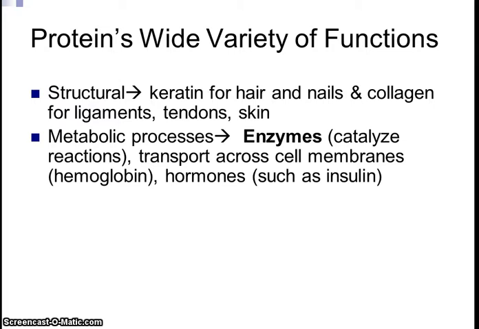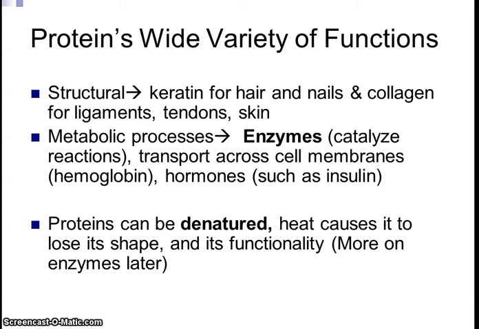So later when we talk about cell membranes in our next unit, we'll go into the different proteins that help different things go across. Another important part is hemoglobin, which is part of your blood. Hormones are also a type of protein, such as insulin. An important characteristic of proteins is they can be called denatured, which basically means that heat will cause them to lose shape and functionality. And like I said, more on this later.